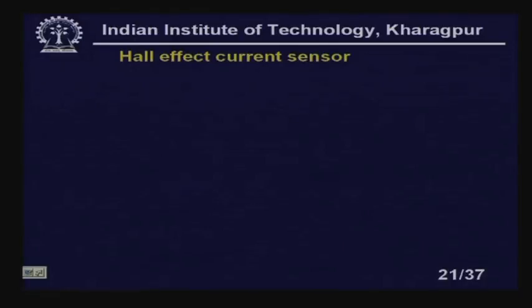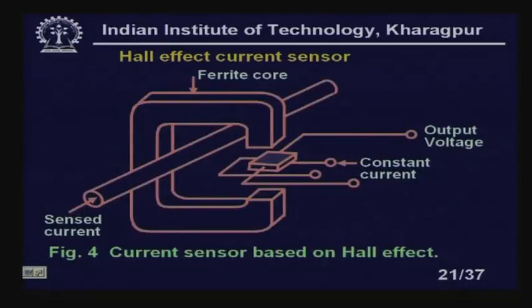Hall effect current sensors. This is a current sensor based on Hall effect. You see here a current. I want to measure this current which is flowing through this wire. This is the section of the wire which I have shown. Okay. It is placed under a magnetic field, the ferrite core. This is our Hall sensor.